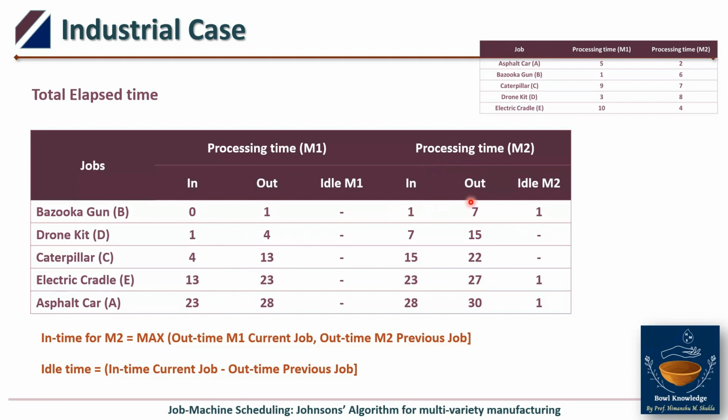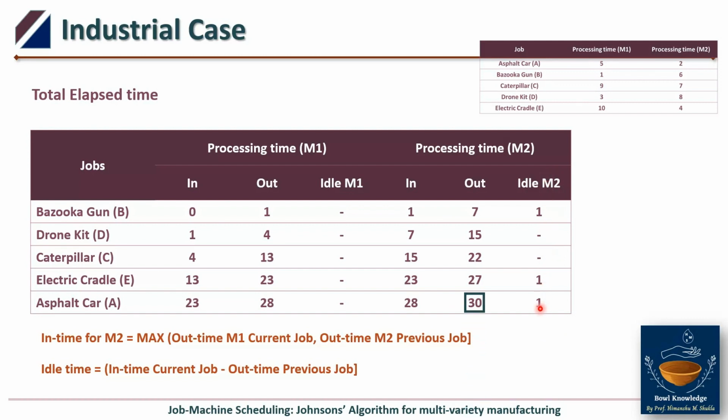But here for machine 2, it is in time of current job minus out time of previous job. So 1, it is started at 1. So machine 2 was waiting till 1 minute because it is dependent on machine 1. So initially there is idle time of 1. Then 7 minus 7 is 0, 15 minus 15 is 0, 23 minus 22 is 1, 28 minus 27 is 1. In this way we get the values of idle time for machine 2.